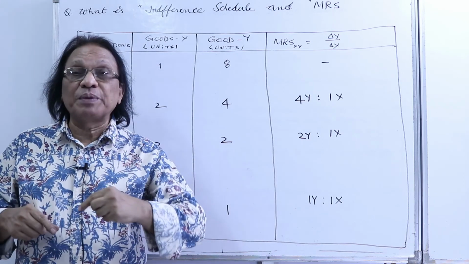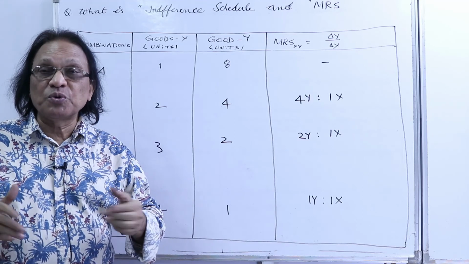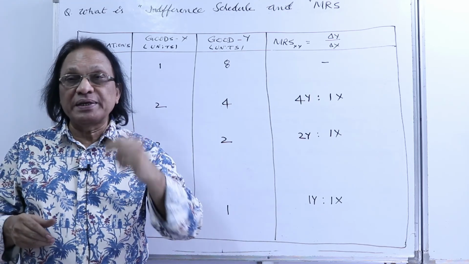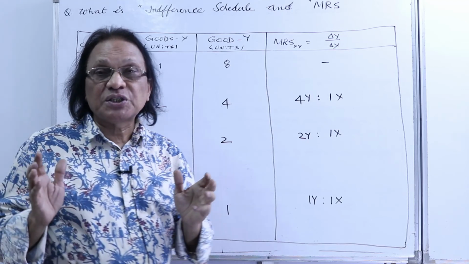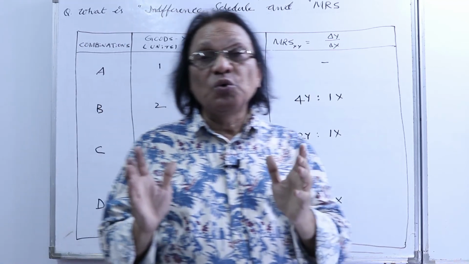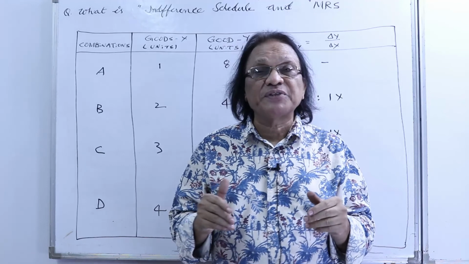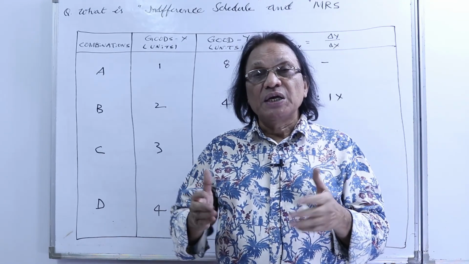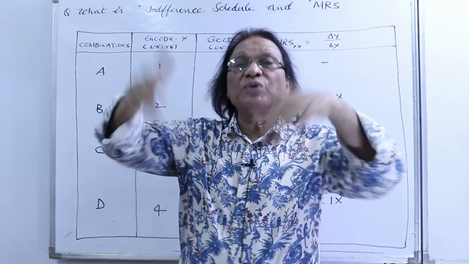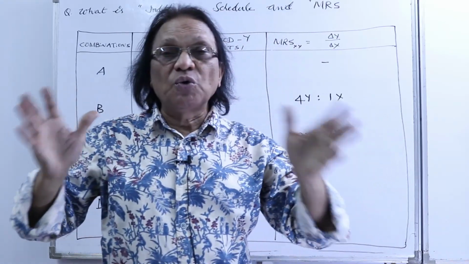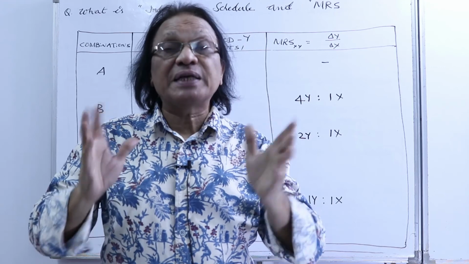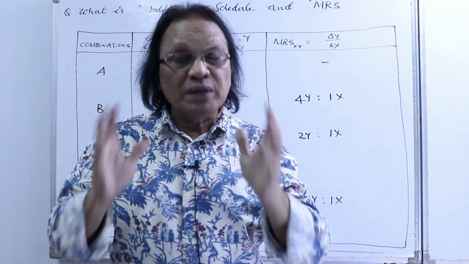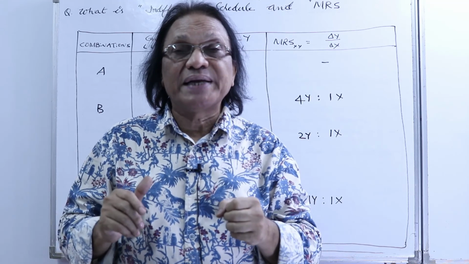2 points you have to remember here. When the consumer consumes more of good X, he has to sacrifice good Y. There are 2 reasons behind it. Number 1, he is constrained by his income. Number 2, to maintain the same level of satisfaction. To maintain the same level of satisfaction means if he goes on consuming more and more units of good X without sacrificing good Y, his level of satisfaction from B, C, D keeps on increasing, which is contrary to the assumption of indifference curve analysis.